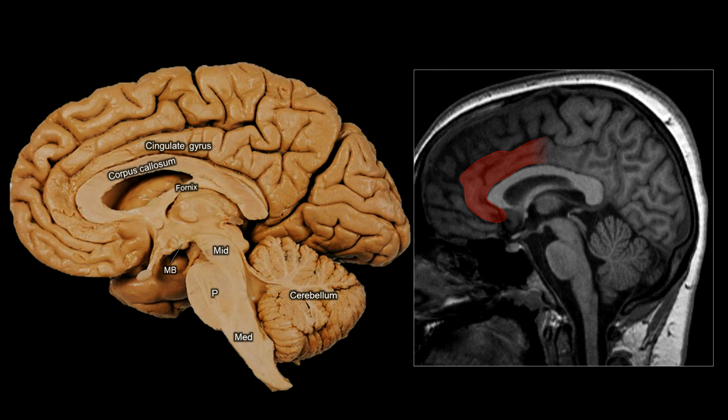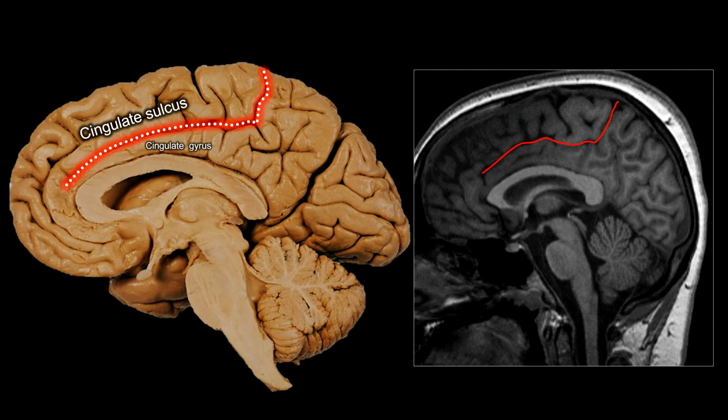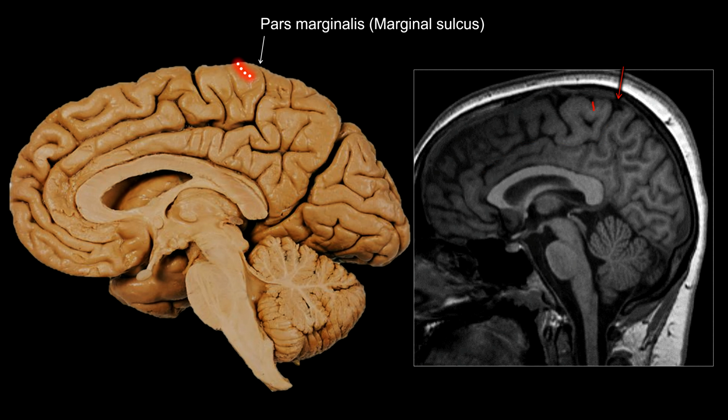Another structure, the bell-shaped gyrus above the corpus callosum, is the cingulate gyrus. Now, using the cingulate gyrus, you can find the cingulate sulcus above. Notice that right at the margin of the cingulate sulcus, you have the marginal part, or pars marginalis, of the cingulate sulcus, also referred to as the marginal sulcus. Using the marginal sulcus, you can identify another important sulcus right anterior to that. That's the central sulcus. Another prominent sulcus posteriorly is the parietal occipital sulcus.